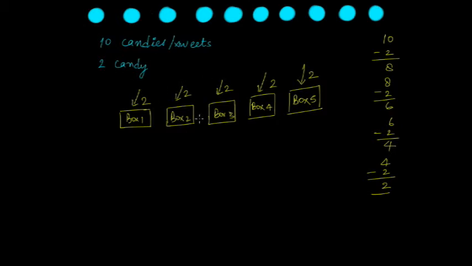So we distributed these 2 candies in each box, and finally we got that 2 plus 2 plus 2 plus 2 plus 2 is 10 candies, and we can make 5 boxes. We can make such 5 boxes. So this was one of the ways.